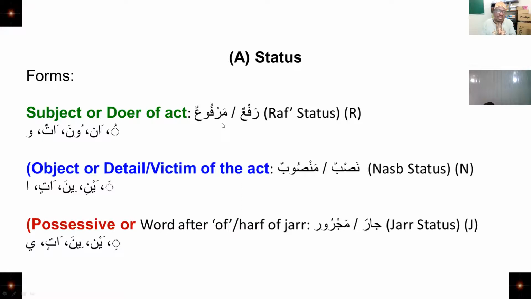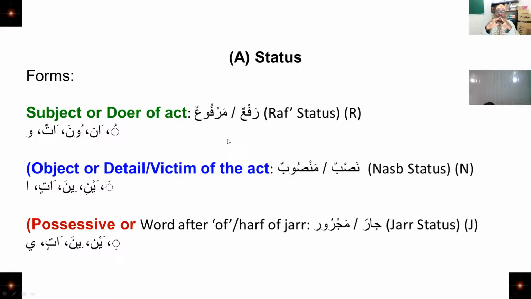Now note the difference between rafa and marfu'. Marfu' is the identity of the word in rafa status. So rafa is the status. If an ism finds itself in the rafa status, it is known as what? Marfu'un. So the meem there makes it the name or identity given to a rafa ism. So that's the difference between rafa'un and marfu'un. Marfu'un means the one that has been made rafa, right? In Hausa we say one that akai wa rufa'a.